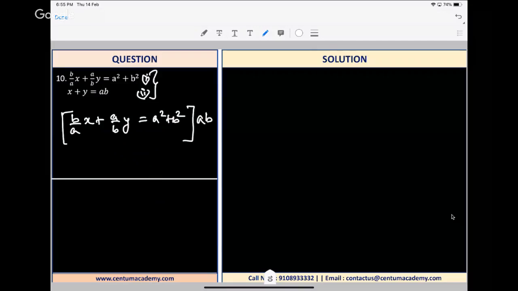Let us multiply the entire equation by ab. Why am I doing this? Because then a and b get eliminated in the first two terms. Alternatively, you can take the LCM of the denominators of the first two terms and simplify, but here we will do it this way. Multiplying the entire equation by ab, you will get b square x, because a gets cancelled, plus a square y, equal to a cube b plus ab cube.